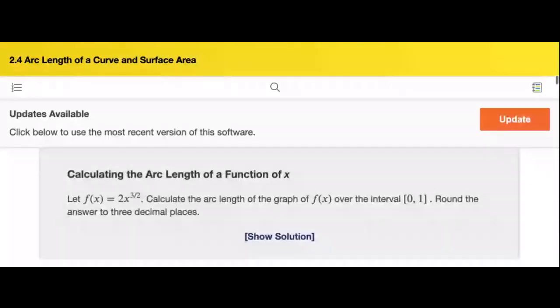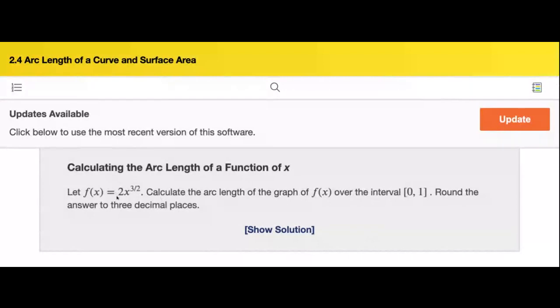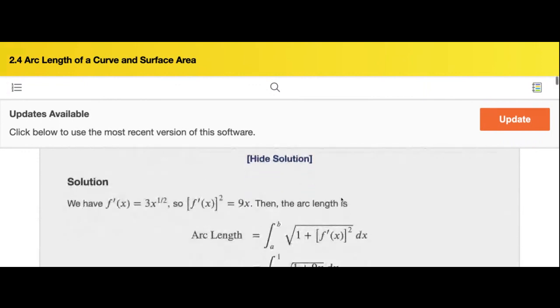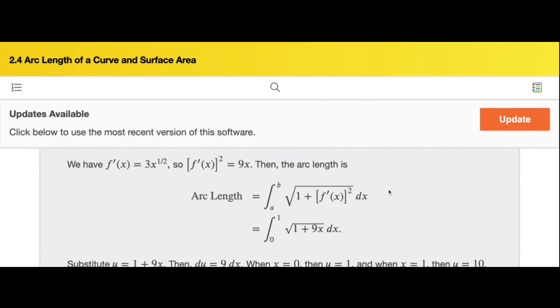Let's see an example. So let f of x equal 2x raised to the 3 halves. So that's 2x square root of x, right? We want to find the arc length of the graph over the interval from 0 to 1. All right, so just use the formula. Take the derivative of the function. It's 3 square root of x. Then we square this, we get 9x. So we put it into the formula: the integral from 0 to 1 of the square root of 1 plus the derivative of f squared, which is 9x, dx.